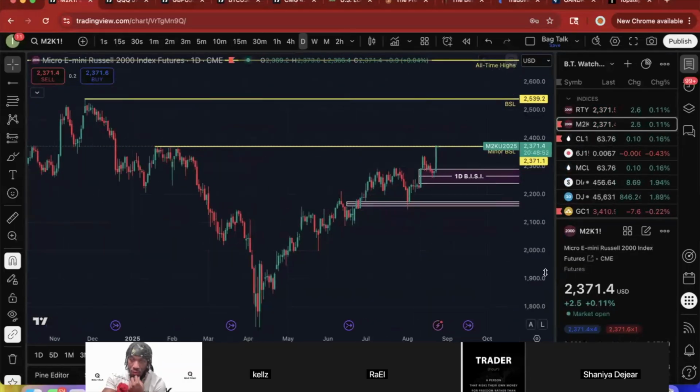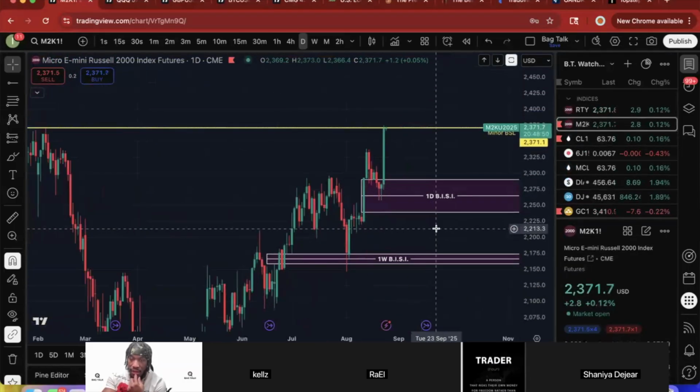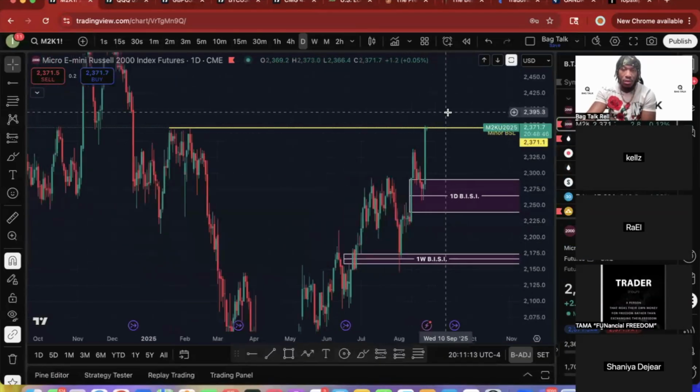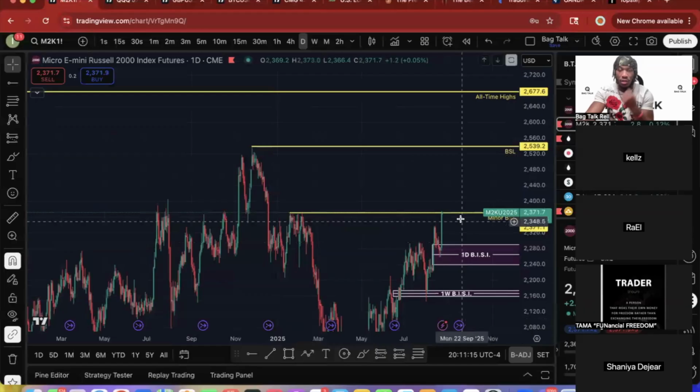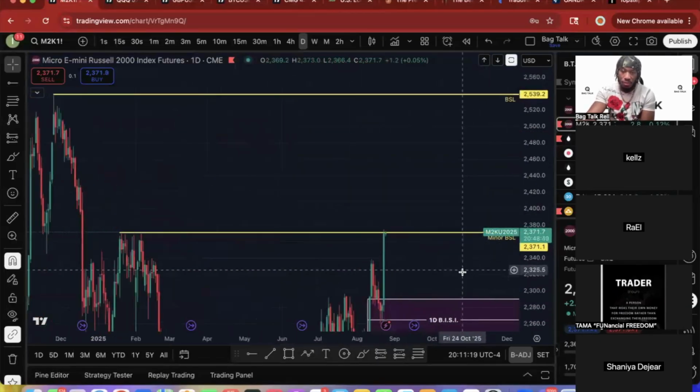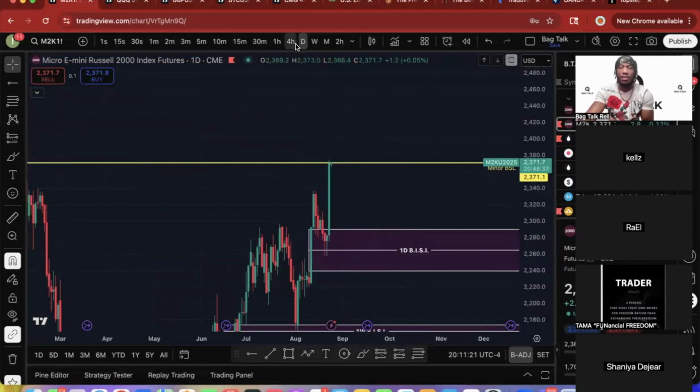Russell did exactly what we wanted it to. Last week, right here in class, we said bodies will respect the upper half of this BISI to take us to this yellow line. I still like the Russell running to the next target up here as well. For that, literally the same thing I said on the Dow Jones.